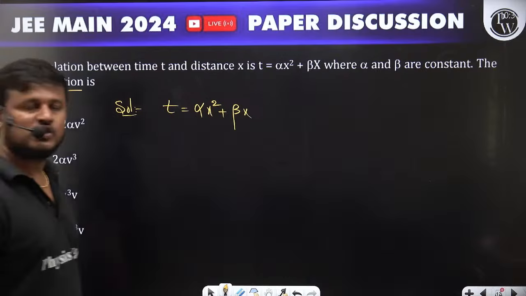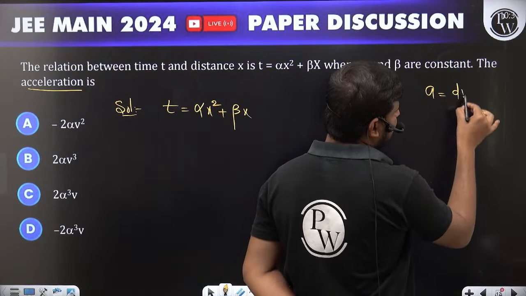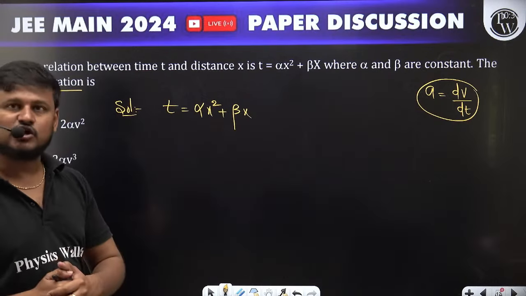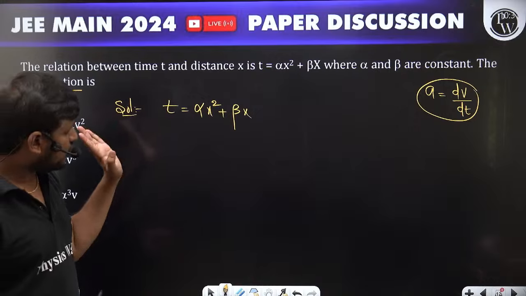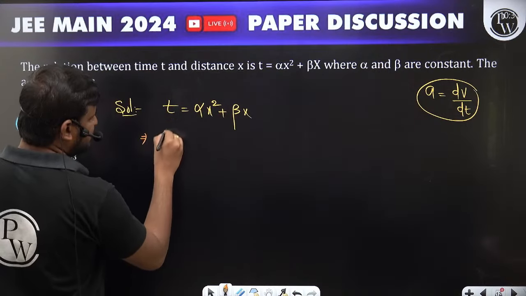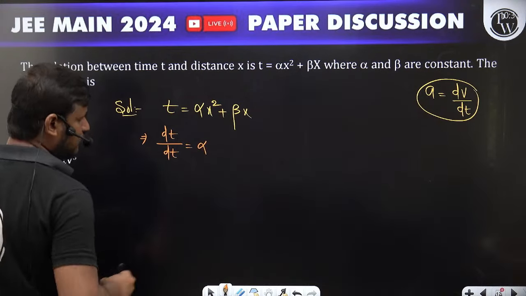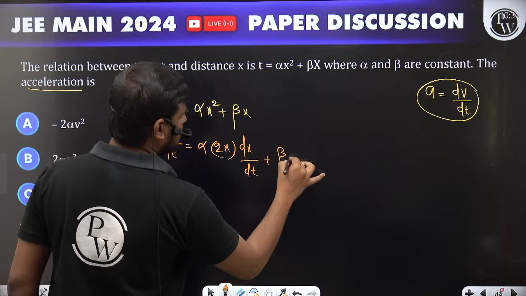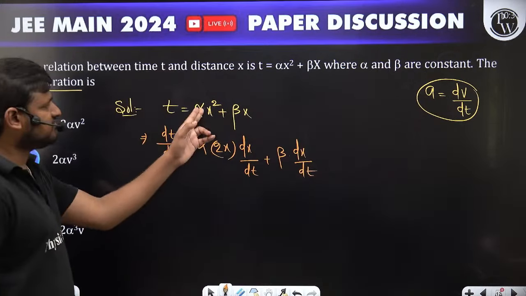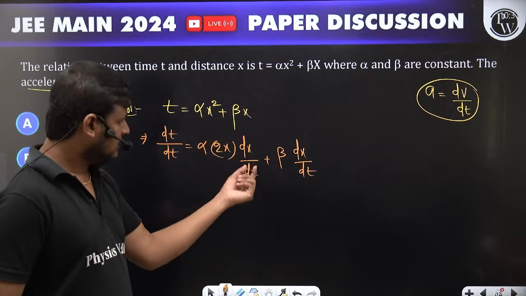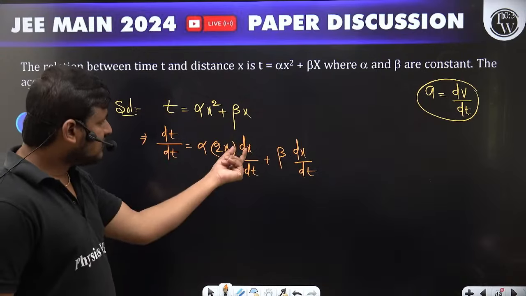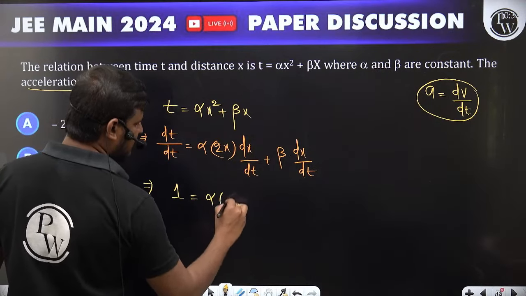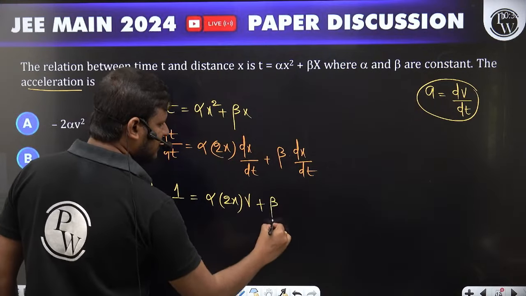I need acceleration. So first thing is, to get the acceleration I need velocity, dv by dt. Yes or no? So how do we get velocity from here? I'll do one thing, I'll differentiate it on either side. So if I differentiate, it becomes dt by dt, and then alpha into 2x into dx by dt, plus beta, a constant, into dx by dt. x is the differentiable term, that's why x square differentiation is 2x, and again differentiate that dx by dt, plus beta is a constant and dx by dt. You guys know that dx by dt is nothing but the velocity. So dt by dt is 1, which is equal to alpha into 2x into velocity, plus beta into velocity.